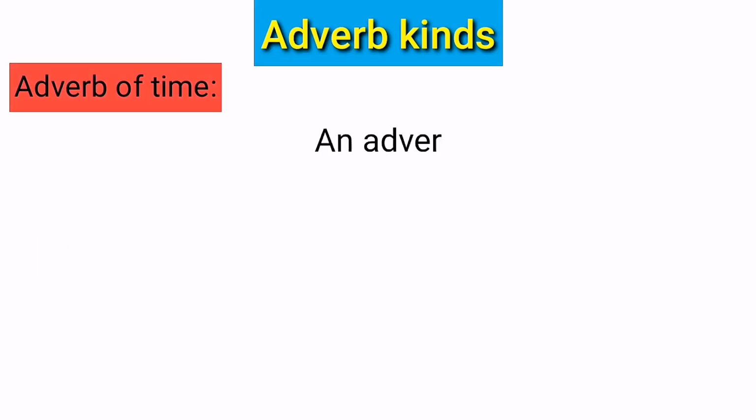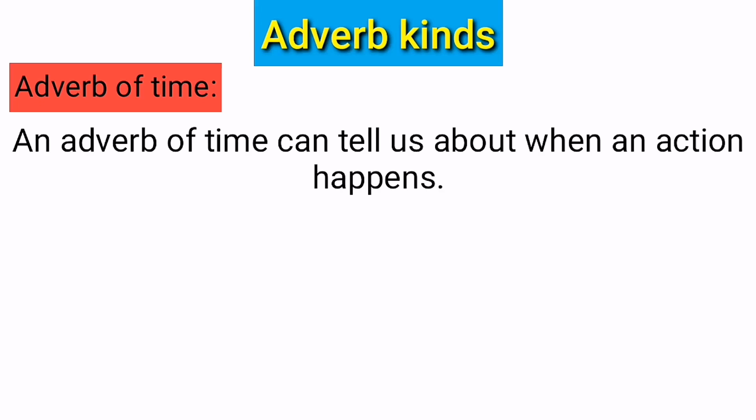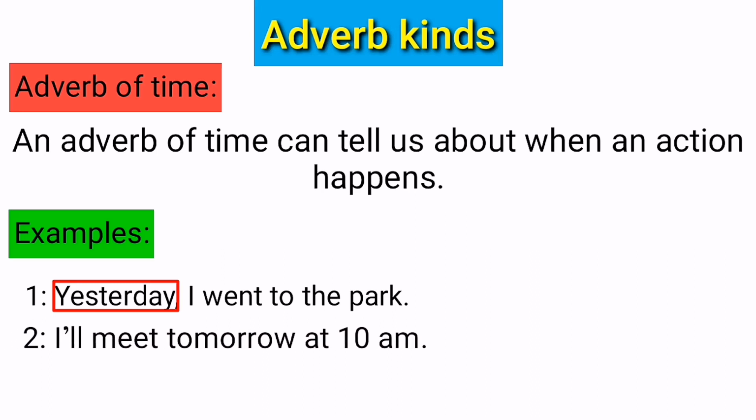Adverb of time. An adverb of time can tell us about when an action happens. For example, yesterday, I went to the park. The adverb yesterday tells us when the action of going to the park took place. It is an adverb of time because it tells us when something happened. It is placed at the beginning of the sentence, but it could also be placed at the end of the sentence.